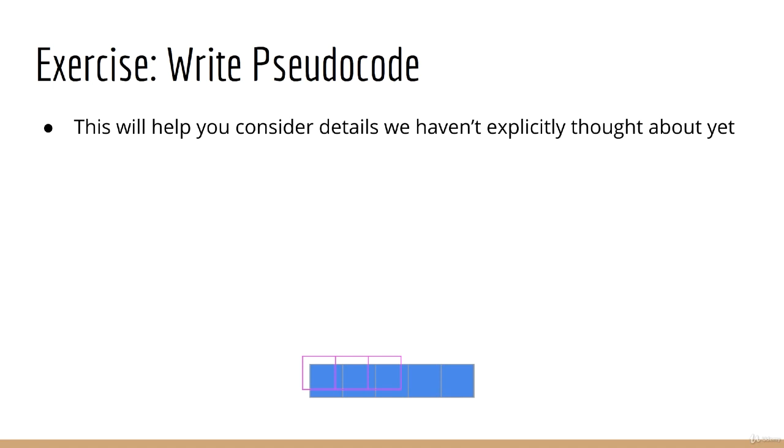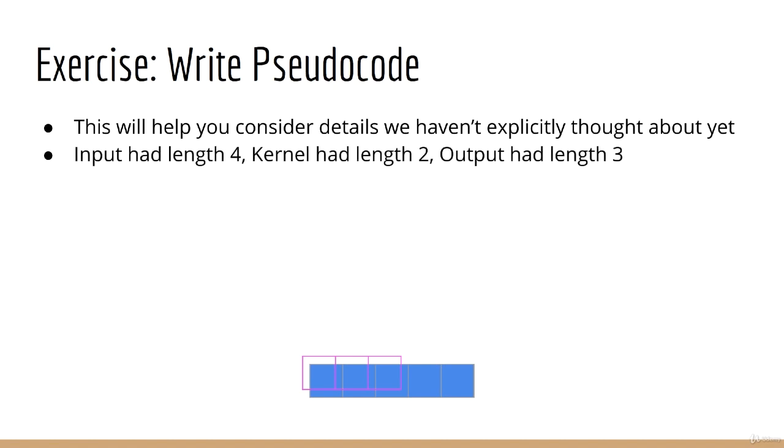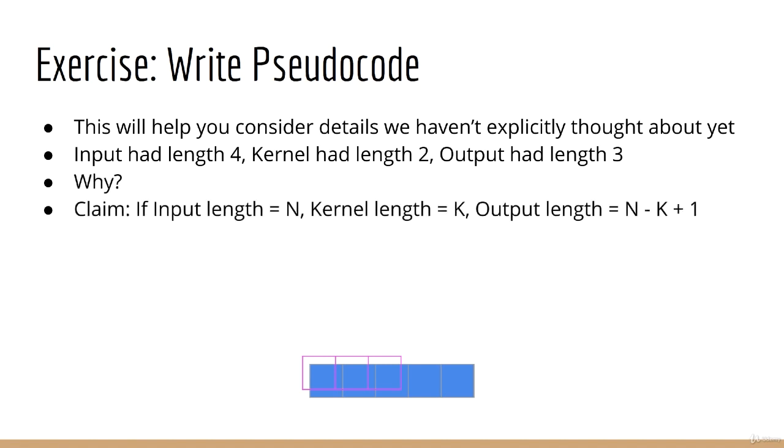If you recall, in our example, the input image had length 4, while the kernel had length 2. The output had length 3. So what's the pattern? I claim that if you have an array of length n and a filter of length k, then there are n minus k plus 1 distinct possible positions you can put the filter into. You might want to draw this on paper if you don't see right away why this is true.